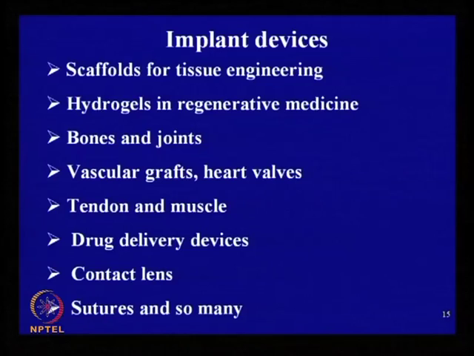Implant devices, scaffolds for tissue engineering. Now, to talk about scaffold for tissue engineering. Today people are making scaffolds from nanofibers. Yes, people are making silk nanofibers. Silk is a natural fiber.